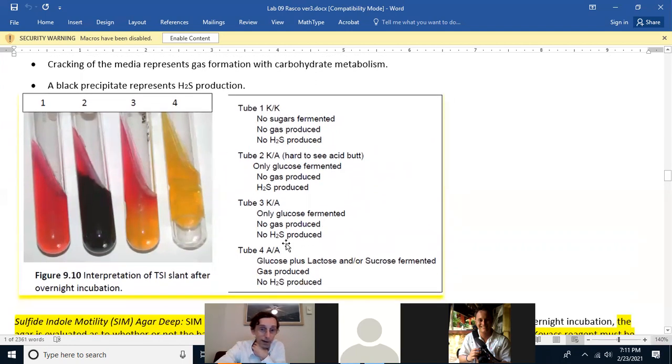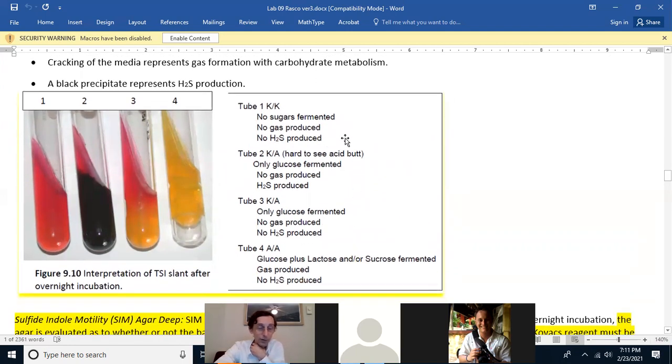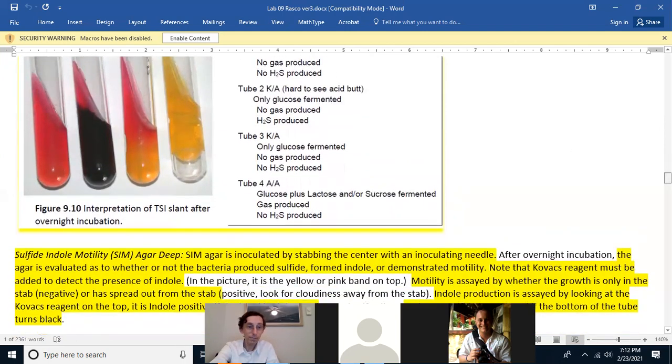All right, I'll always provide this table if you need to interpret the TSI tubes. I think that's correct. I'll check on the quiz there, make myself a note. And I provide the table for you for this test because it's so complex.